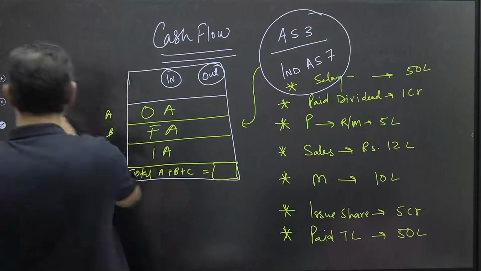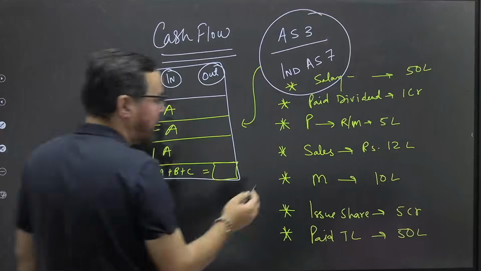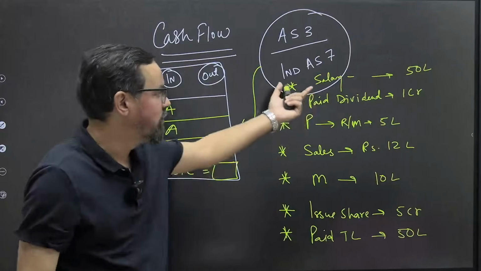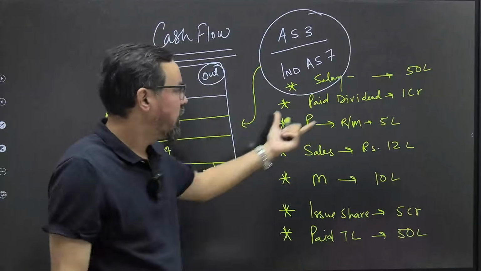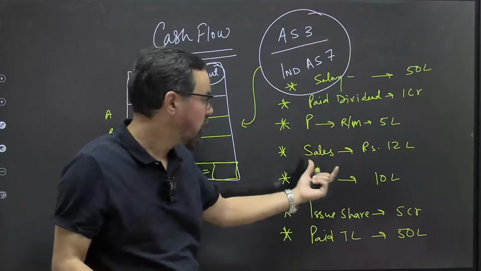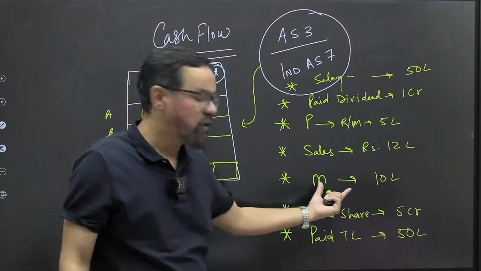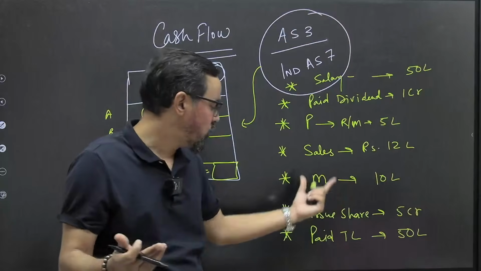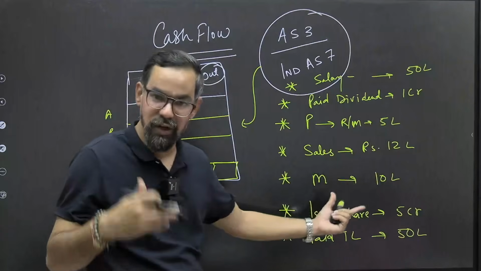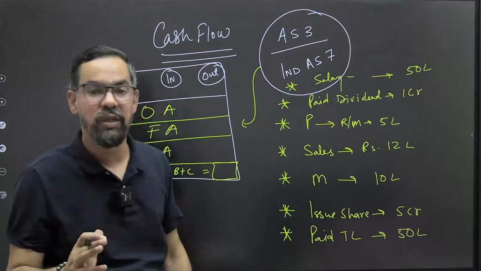Now you'll get these kinds of entries. Eventually these are all inflows and outflows. If you are paying salary, it is an outflow. If you are paying dividend, it is an outflow. If you are purchasing, it is an outflow. If you are doing sales, it is an inflow. If you are purchasing machinery, it is an outflow. If you are issuing shares, it is an inflow. If you are paying term loans, it is an outflow. This is not the challenge.